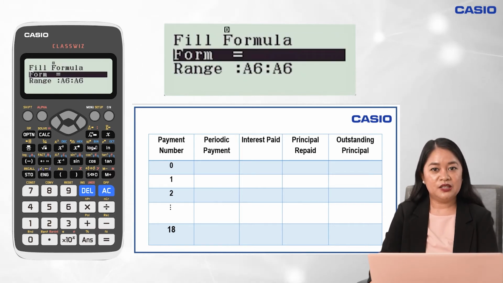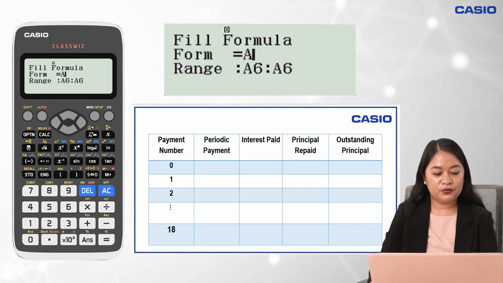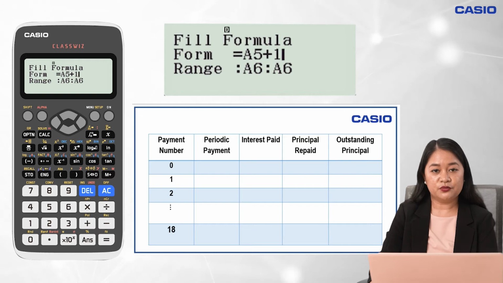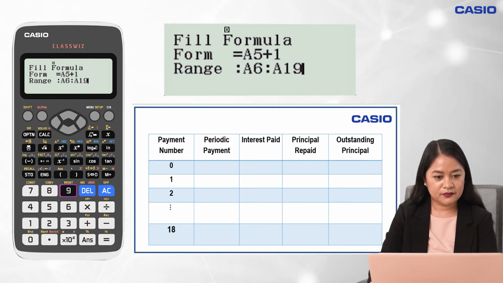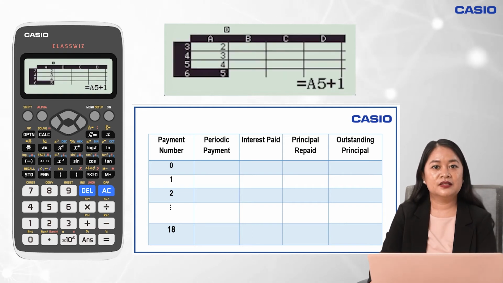For the formula, input A5 by pressing alpha, negative sign button, 5, and plus 1. And then for the range of values, use right arrow key and delete button in changing to A6 to A19. Lastly, we press the equal button twice. So we now have the values from 0 to 18 payments.